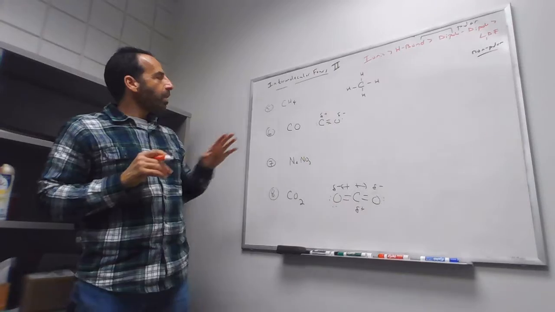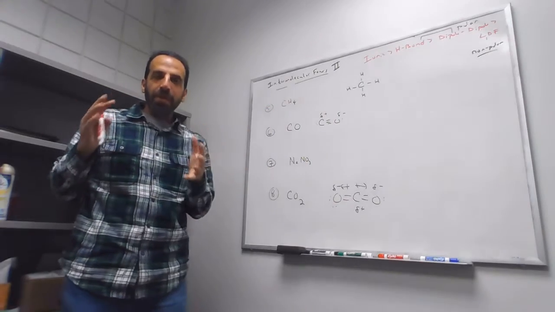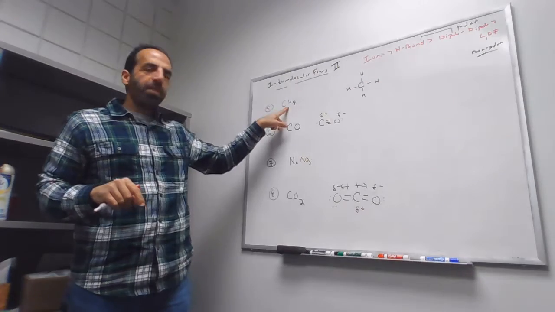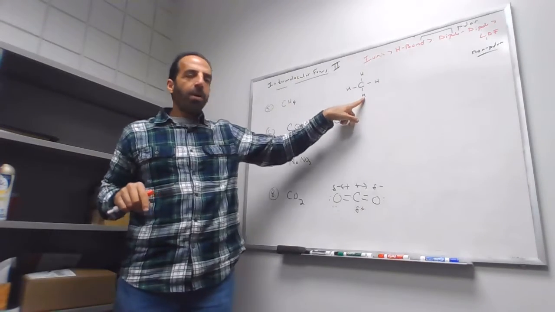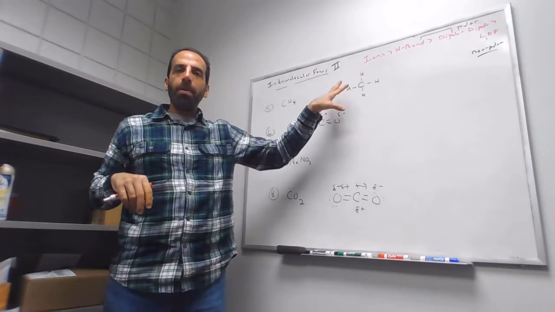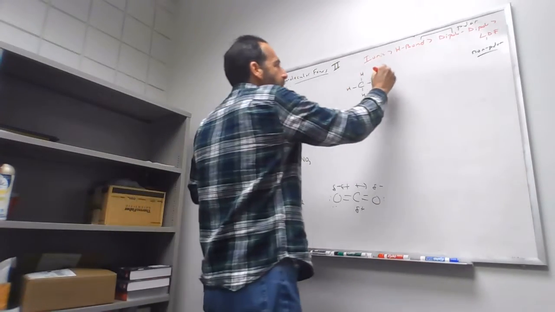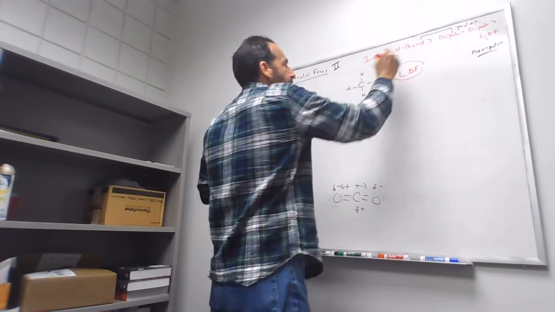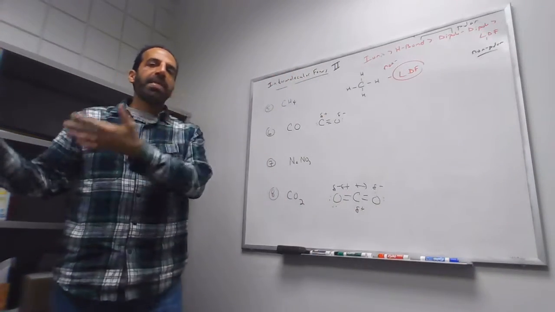So to kind of finish this off, for some of these we have to draw out the Lewis structure to determine if it's a polar or non-polar molecule. So this is CH4, this is methane. If I draw it out, the carbon-hydrogen bonds are non-polar, and this is a non-polar molecule overall. So the strongest forces are going to be LDF. Again, if it's a non-polar molecule, it only has LDF forces.